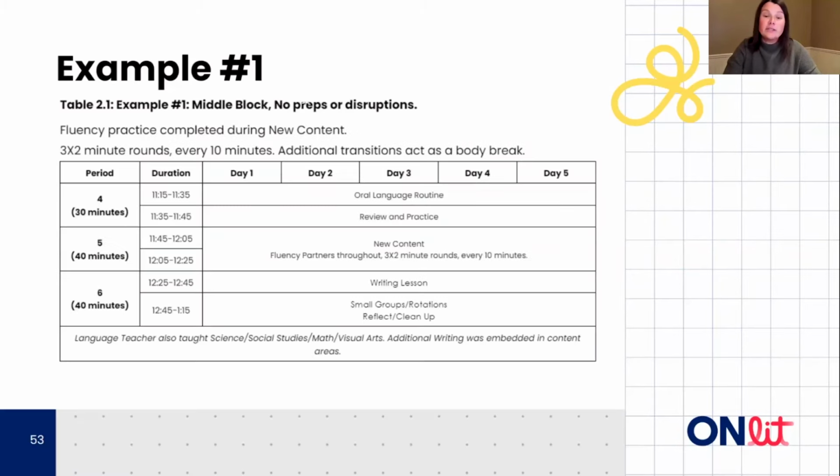So in the first example, the language block is scheduled for the middle of the day. It follows the sequence we have discussed earlier. In this example, partner reading for fluency practice is distributed 3 times every 8 to 10 minutes during the new content learning. These partner reading opportunities also act as a body break for students as they get to move around to a new location in the room. Additional writing was also embedded in other areas of the curriculum, as the educator taught all those subjects as well.